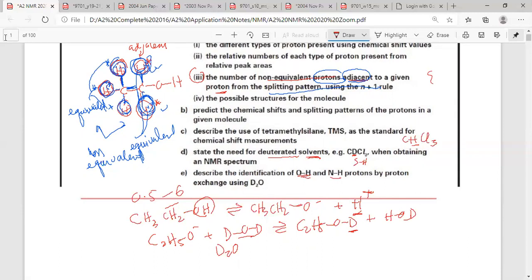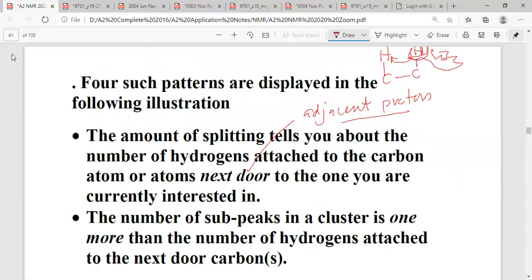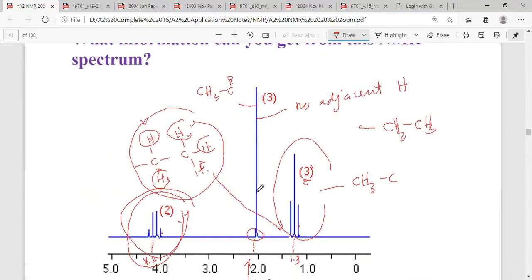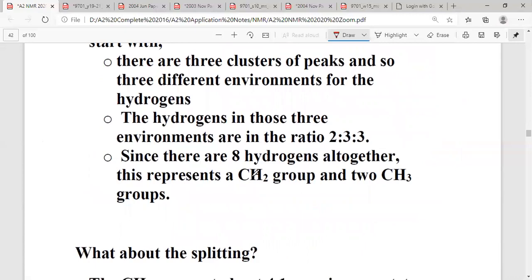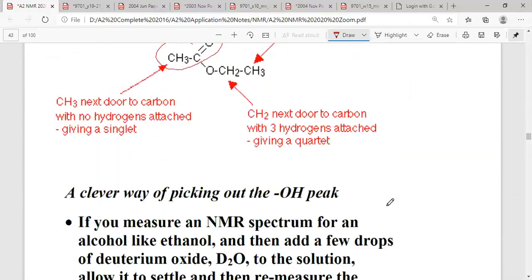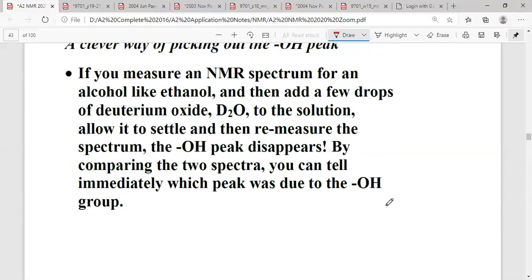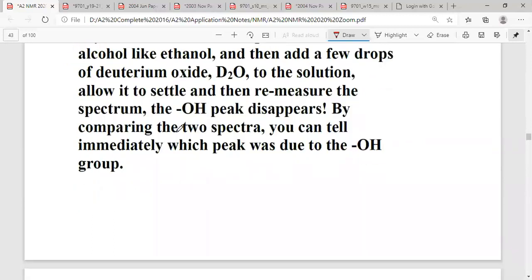Page 44. I show you the example for a past question. Here, see? If you measure the NMR spectrum of alcohol, ethanol, add a few drops of deuterium oxide, D2O, in the solution, allow it to settle down and remeasure the spectrum, the OH peak will disappear. By comparing the two spectra, you can say immediately which peak is due to OH. Okay, so remember it will disappear.